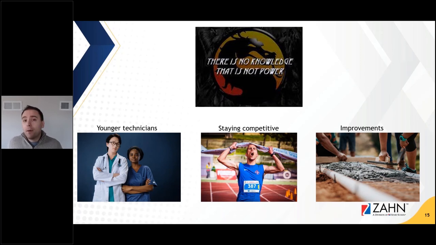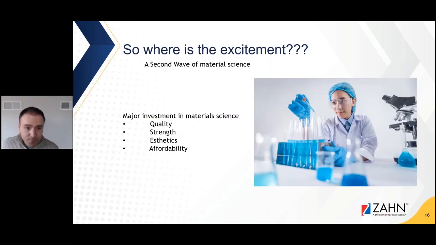And then staying competitive, right? If the market is moving in a particular direction, you want to have access to some of the newest technologies for your lab to stay relevant, and also to make the product better so that the reputation your lab has built on traditional dentures carries over into the new offerings out there.